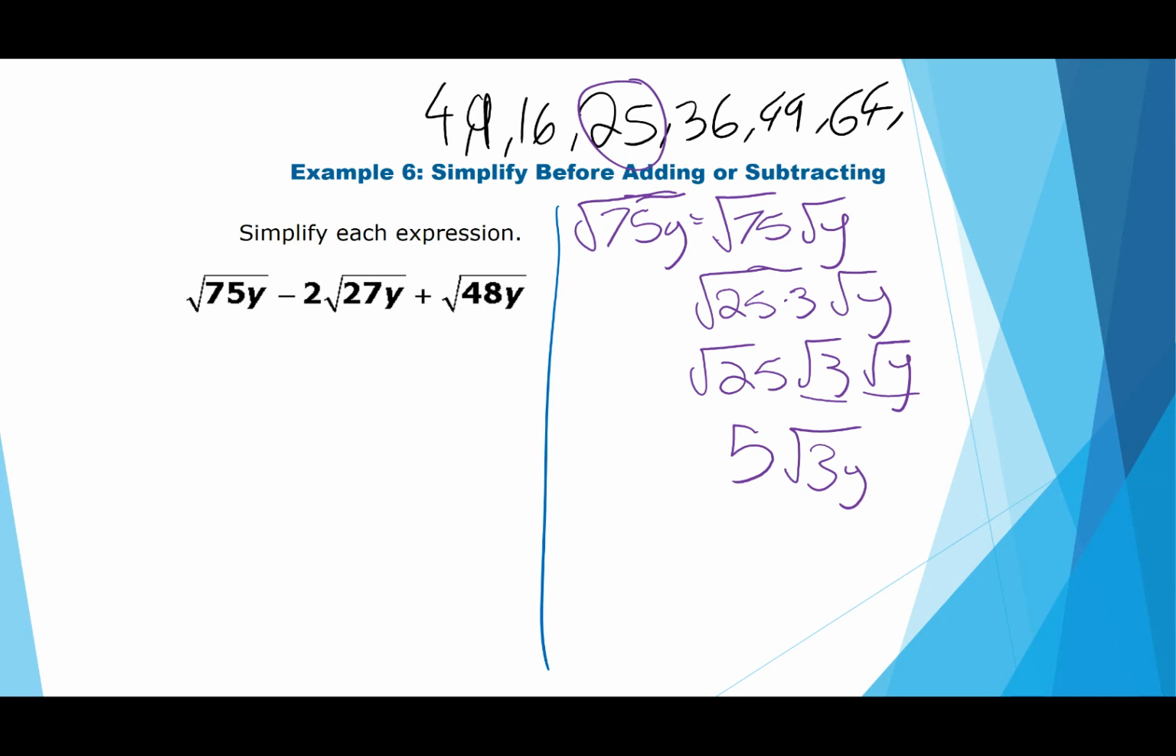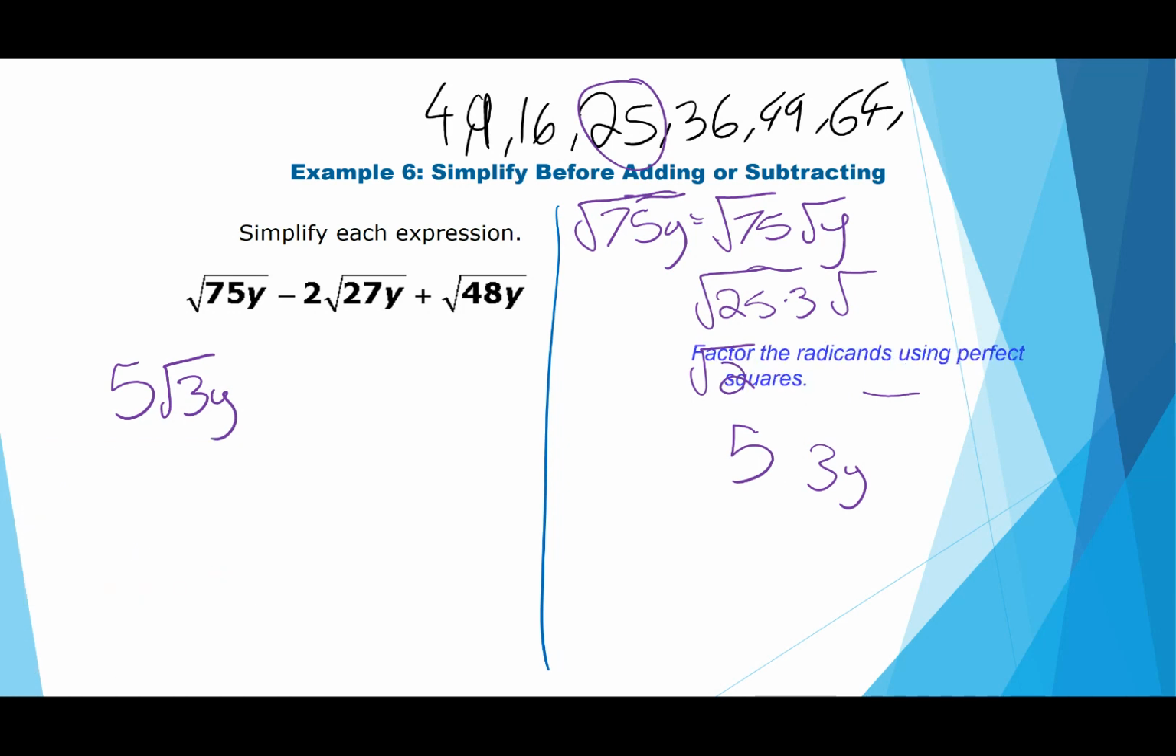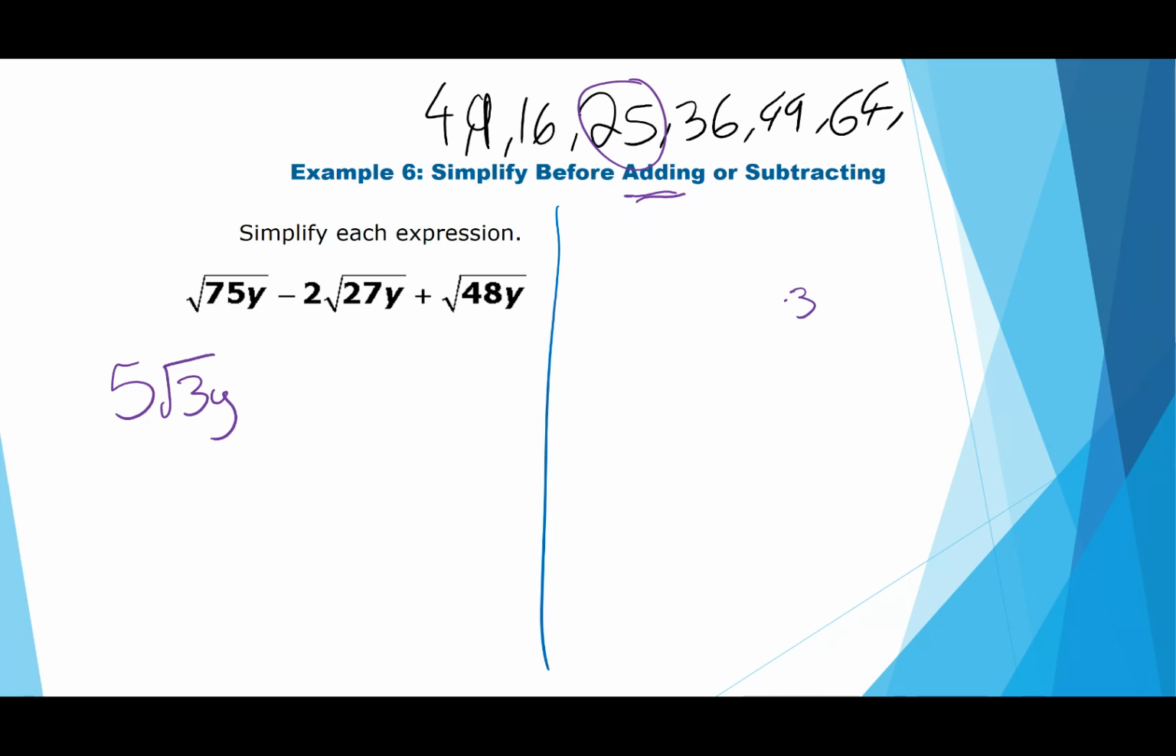Let me go ahead and write that over here. 5 square root of 3y. So now I'm going to erase this, and I'm going to do the second part of that. So negative 2 square root of 27y. So negative 2, we'll worry about that at the end. We'll multiply that together at the end. But the square root of 27, square root of y, we'll go ahead and start simplifying all this.